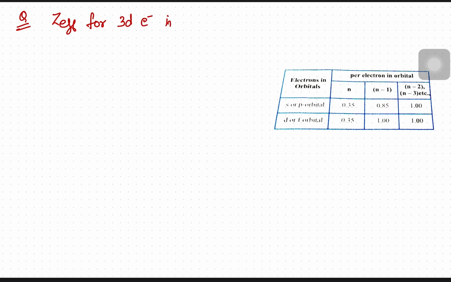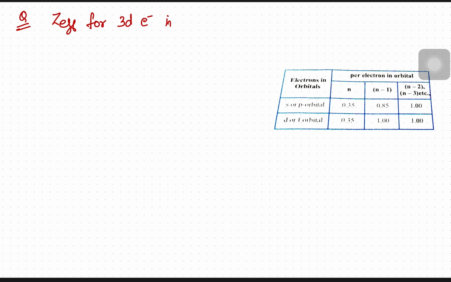The second step is grouping. So how will you do the grouping? 1s2 in one group, then 2s2, 2p6 in another, then 3s2, 3p6, then 3d3, then 4s2. This is very important, the grouping. Now they have asked for the 3d electron.